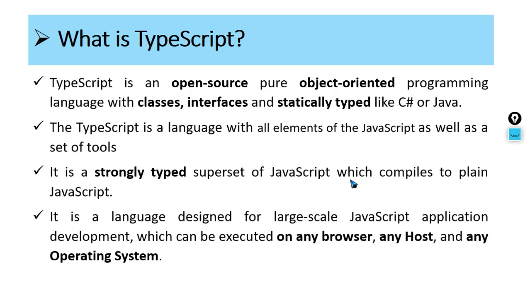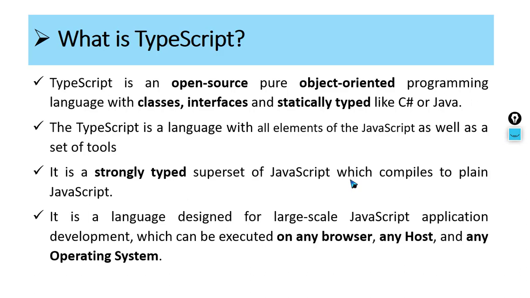TypeScript is an open source and pure object-oriented programming language. Do you know what a pure object-oriented programming language is? That means the concepts used are classes, interfaces, and statically typed data types, like C# and Java. TypeScript also supports OOP concepts, and it is free to use. TypeScript is a language with all the elements of JavaScript as well as a set of tools. Whatever you can do in JavaScript, you can do in TypeScript, because TypeScript is a superset of JavaScript.